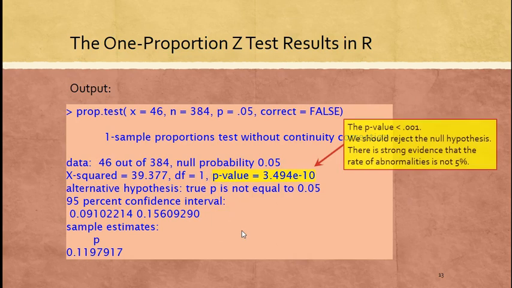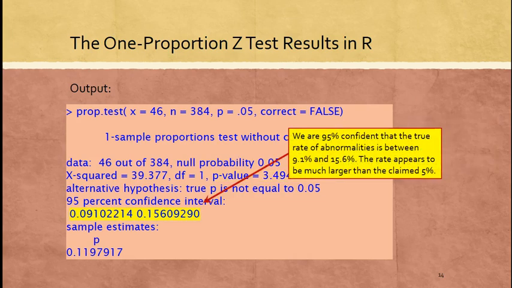Anyway, what is important is that part right there, the p-value. 3.494e-10. If you're typing this into WAMAP, use a capital E, but basically they're saying the p-value is very small. When you see that e negative 10, that means the decimal should be moved 10 places to the left. So this is a very, very small number. This is definitely less than 0.05, so we should reject the null hypothesis. There's strong evidence that the rate of abnormalities is not 5%.